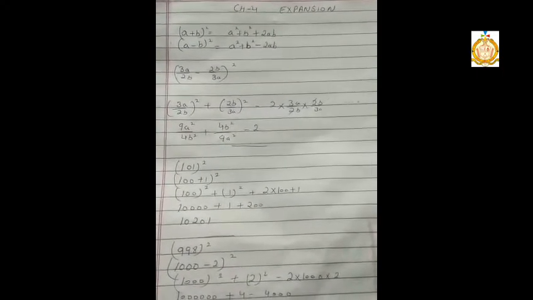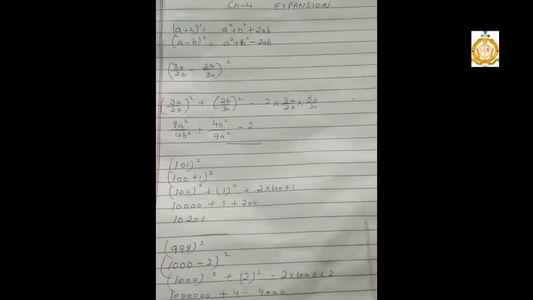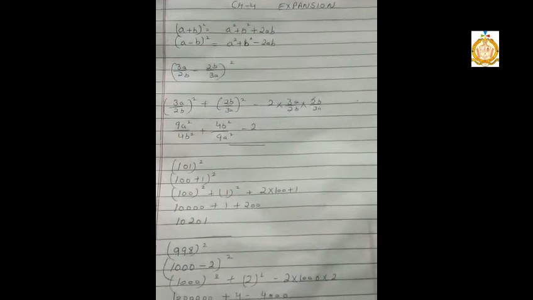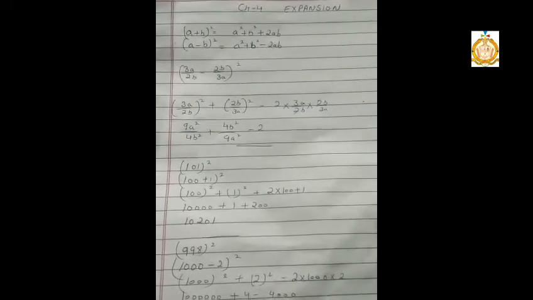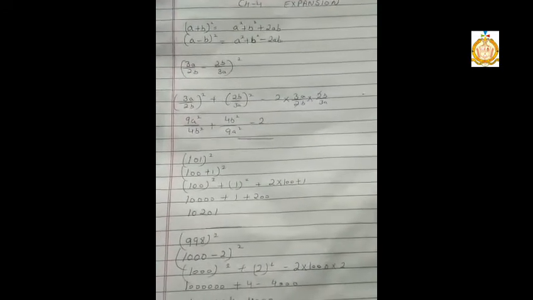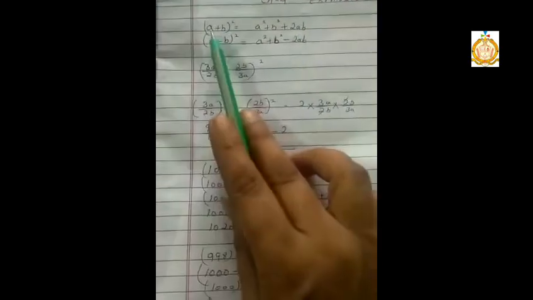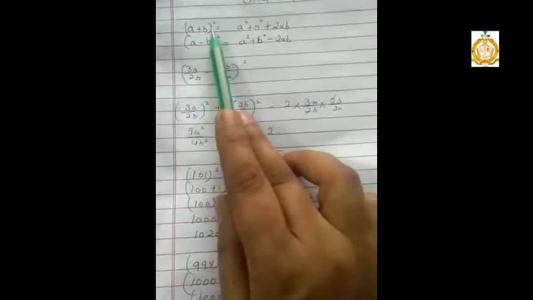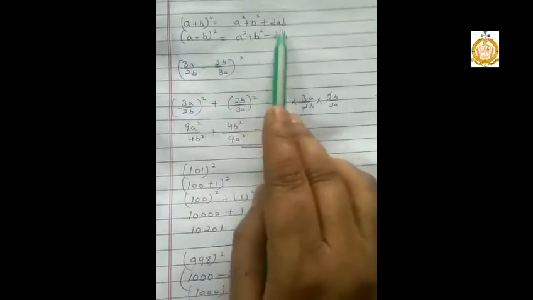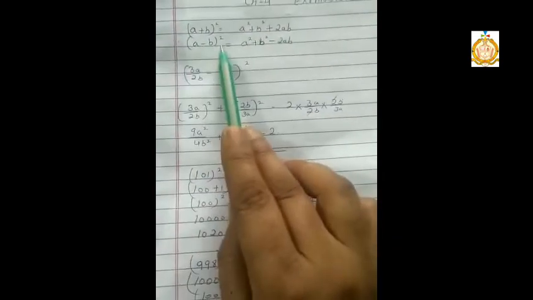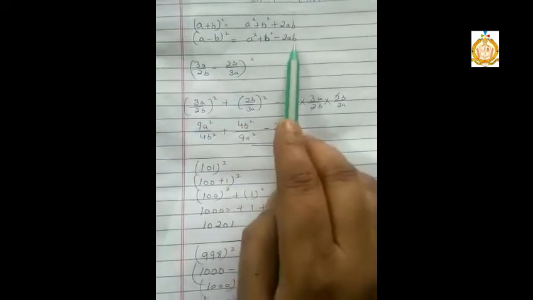Now, today we are going to start our next chapter, chapter number 4, expansion. In previous classes, we already did these formulas. Nothing is new, so simple sums are there, so please try to do it. Now, see, students, first formula in this expansion chapter: (a plus b) whole square equals a square plus b square plus 2ab. Then (a minus b) whole square equals a square plus b square minus 2ab.